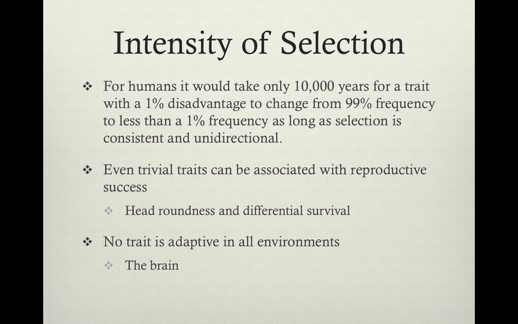For humans, it would only take about 10,000 years for a trait with a 1% disadvantage to change from 99% frequency to less than a 1% frequency, as long as that selection is consistent and unidirectional. And so we do have some traits that have emerged in less than the past 10,000 years. One of those is lactose tolerance as an adult. All infants can digest lactose because mother's milk has lactose as one of its milk sugars. But in general, after we're weaned, we lose that ability to digest lactose.